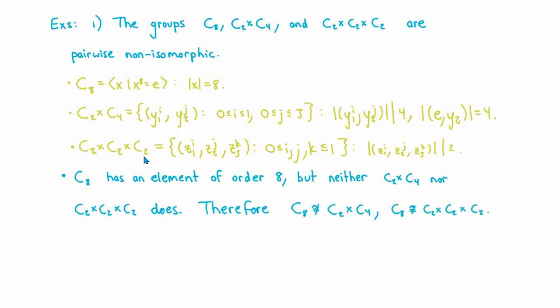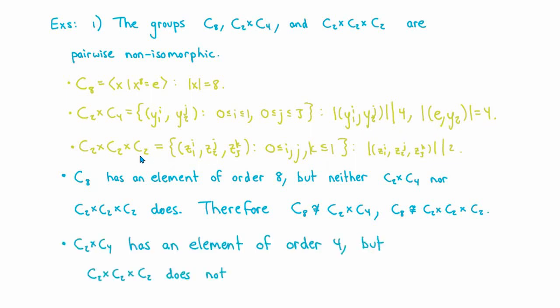And the only other pair of groups left to consider is C2 cross C4 and C2 cross C2 cross C2. But here you can just observe that C2 cross C4 has an element of order 4, but C2 cross C2 cross C2 does not. So by the same reasoning, that tells us that C2 cross C4 is not isomorphic to C2 cross C2 cross C2.